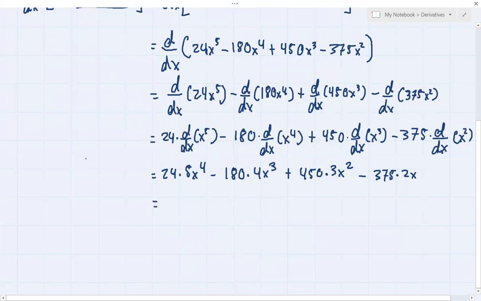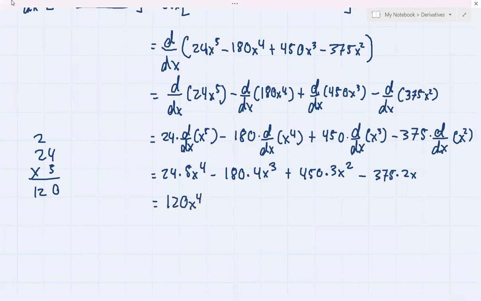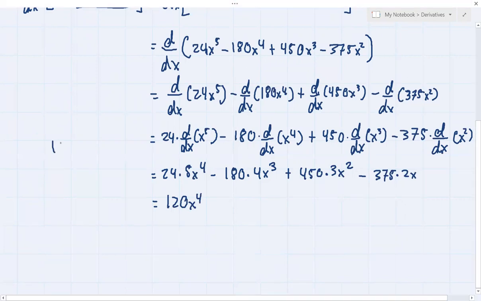Okay? So, 24 times 5. Hold on, I'll just write it here so it's easier. 24 times 5. 5 times 4 is 20. 5 times 2 is 10 plus 2, 12. So 120. So we have 120x raised to 4. All right. Next, negative 180 times 4. So 180 times 4, 4 times 8, 32. 4 times 1, 4 plus 3, 7. So we have minus 720x cubed.